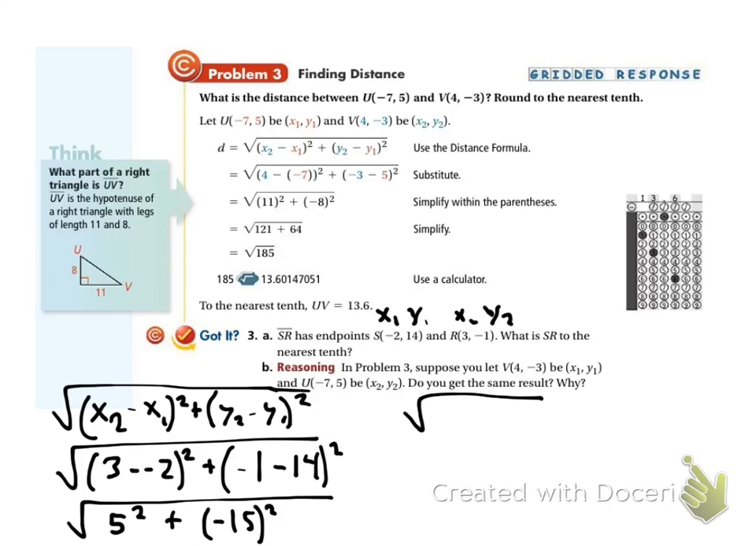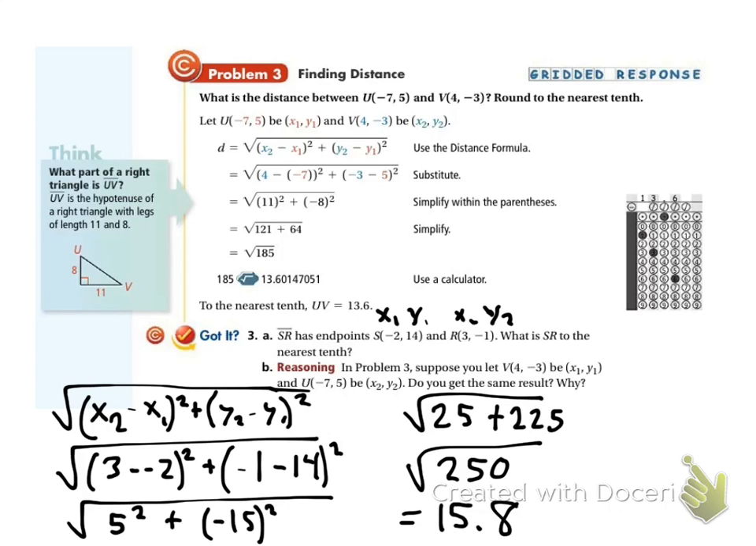That gives me the square root of 5 squared is 25. Negative 15 squared is a positive 225. 225 plus 25, it gives me 250. And the square root of 250 is 15.8.